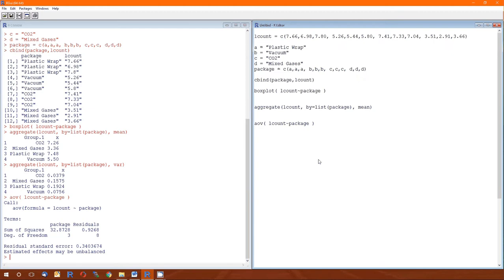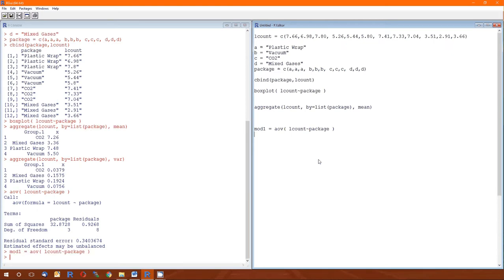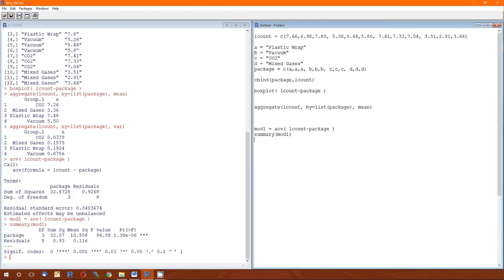But there is a lot of information stored in that function right there. To get to a lot of it, you just have to call it some sort of variable. Since this is the first model in this analysis, I'm going to call it mod1, run. Notice nothing's printed out over here. And then I'm just going to do a summary of mod1.